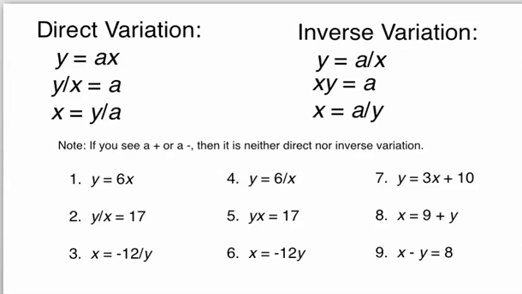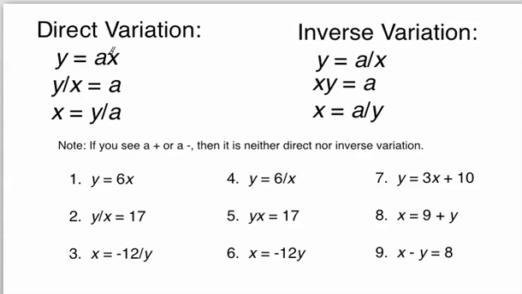Hi guys, and welcome to identifying whether an equation is direct, inverse variation, or neither. In this, there's first some background information that I have up here. What you need to know is, what do these equations look like? Direct variation can be in any of these three forms. It's really y equals a times x.